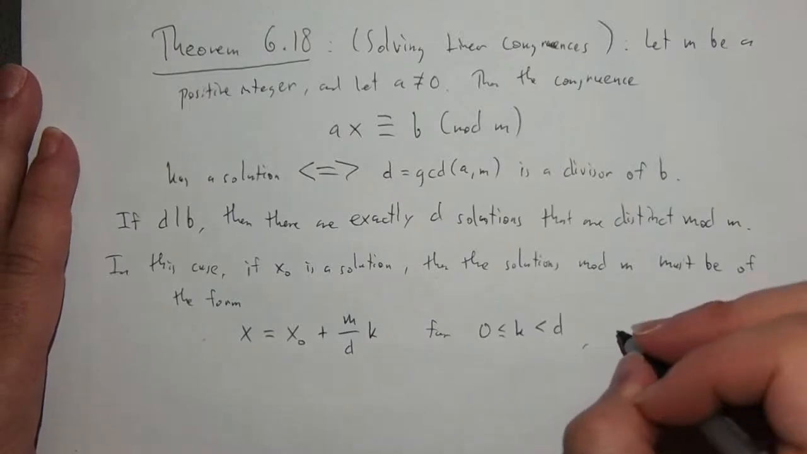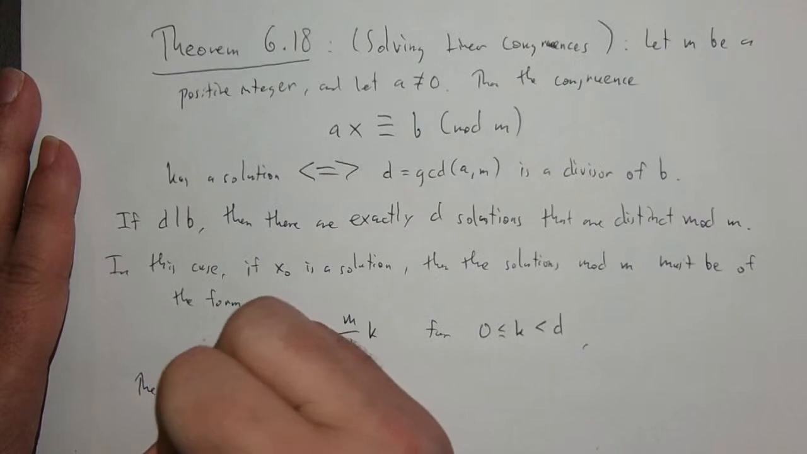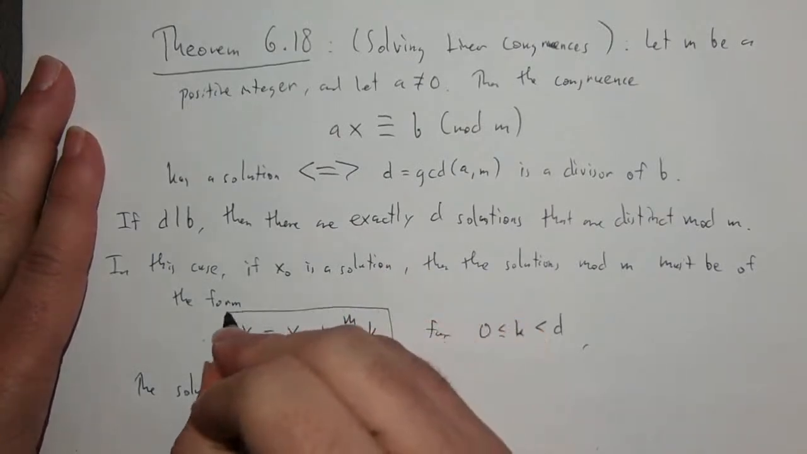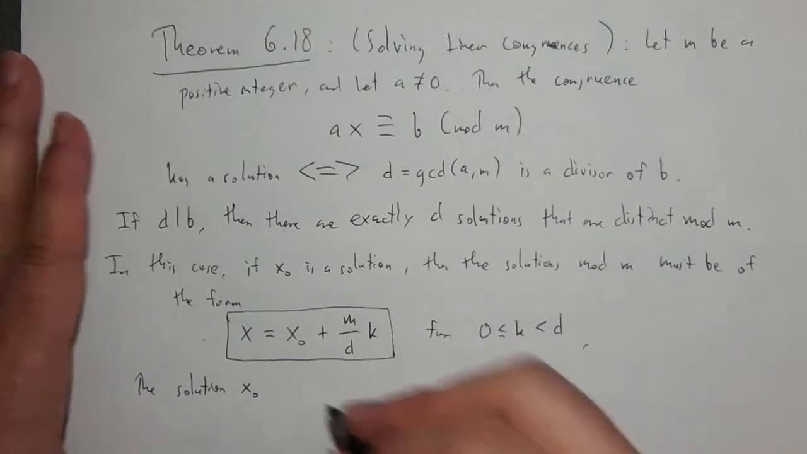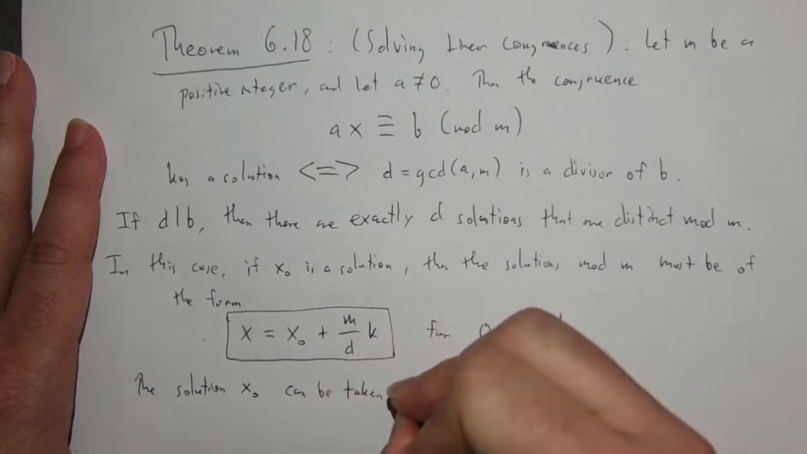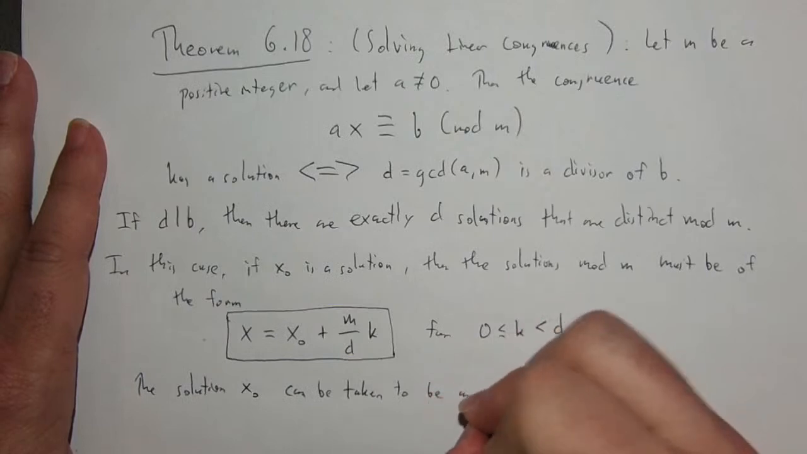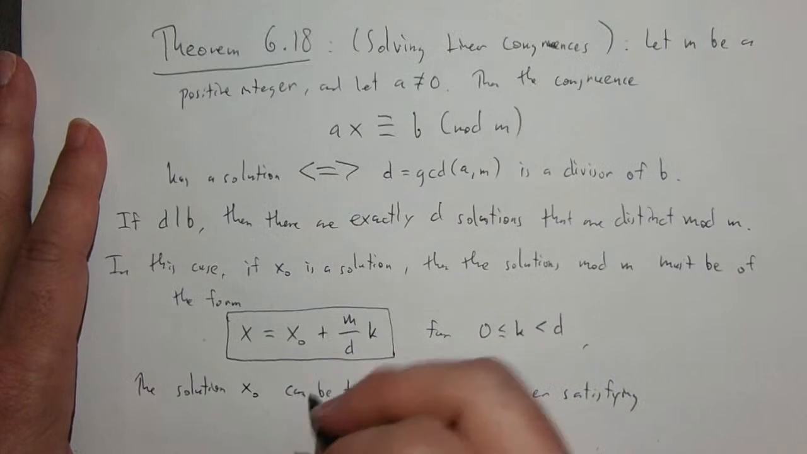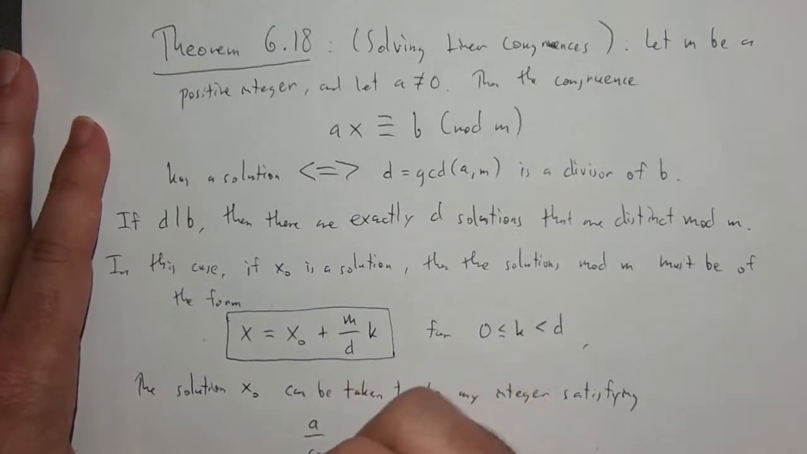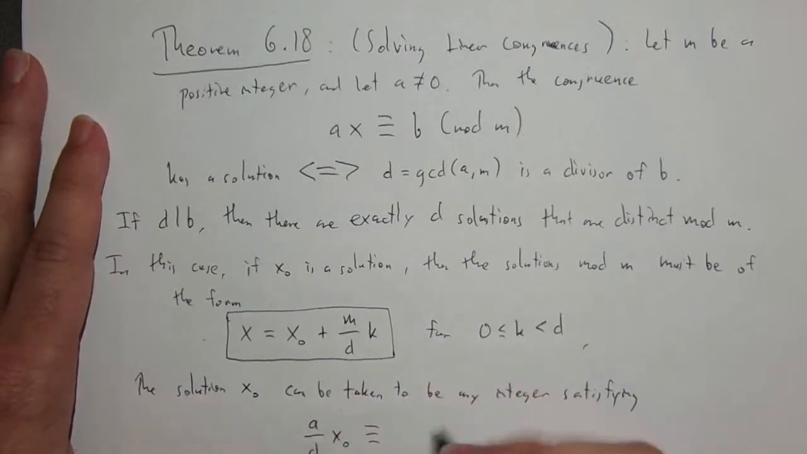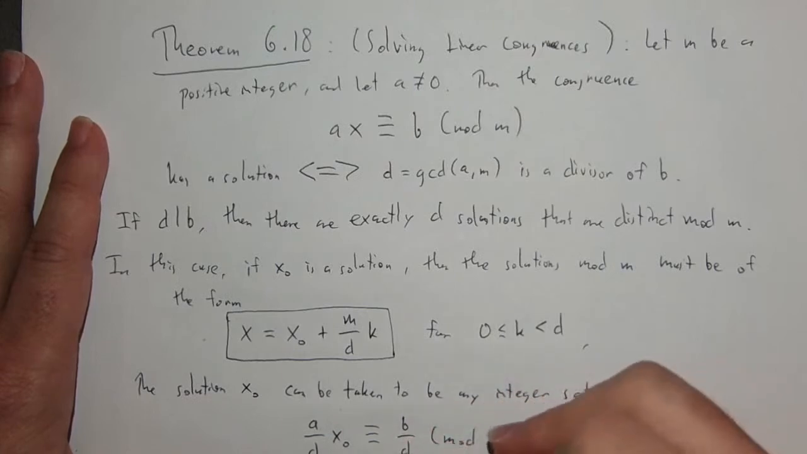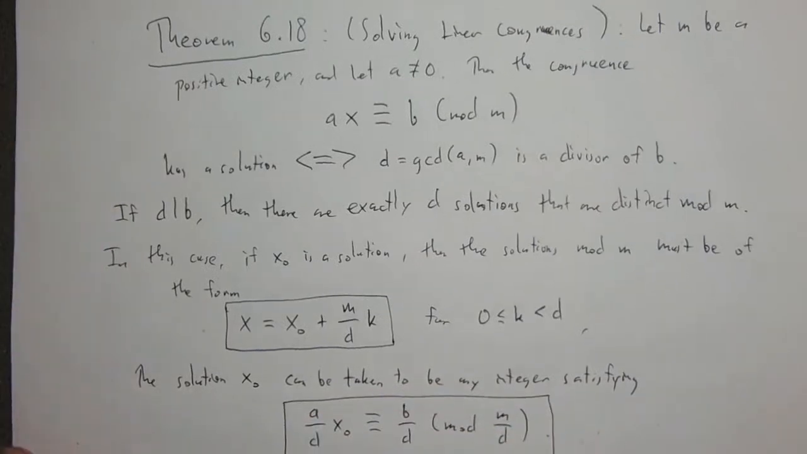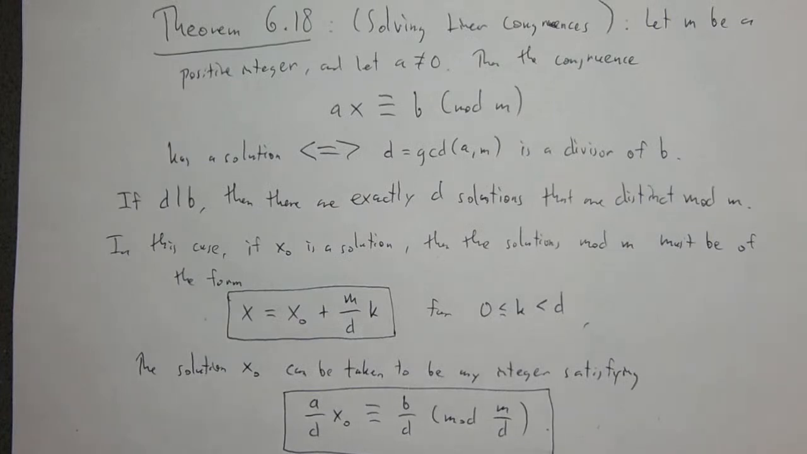Okay. And the solution x naught, this is actually going to tell you how to find this particular solution, because we're told that the general form of the solution is of this form, but the solution x naught can be taken to be any integer satisfying the following congruence: a over d times x naught is congruent to b over d mod m over d. Okay, so this says a lot.